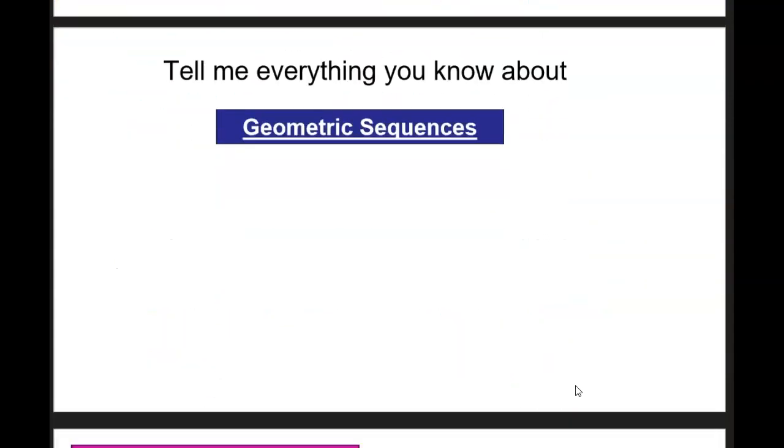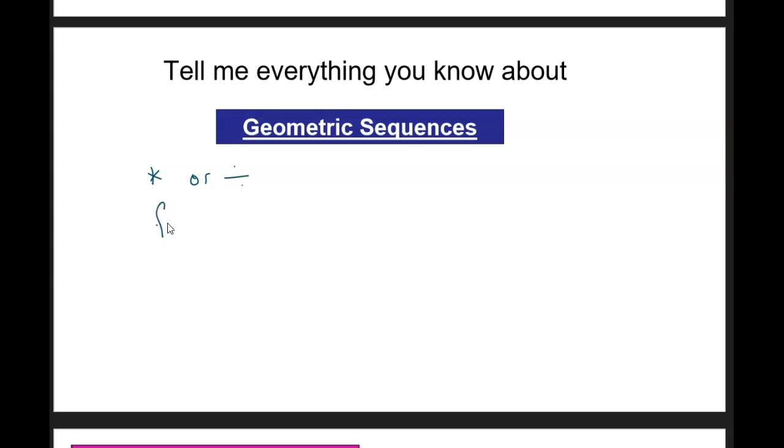Okay, so now tell me everything you know about geometric sequences. Maybe we can remember some similar things. Once again, the most obvious thing is multiply or divide at each step. What else do we know though? Maybe pause the video and think about, maybe can you name some things about geometric sequences? Maybe what a formula looks like that we would use. Maybe what the graph looks like.